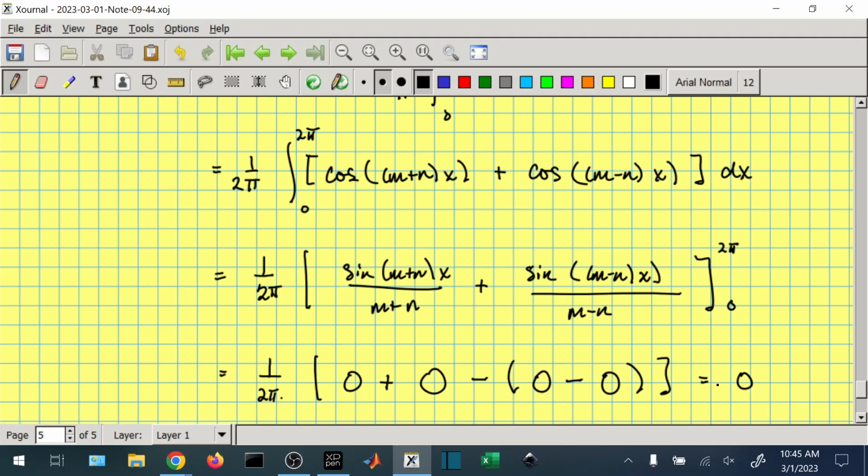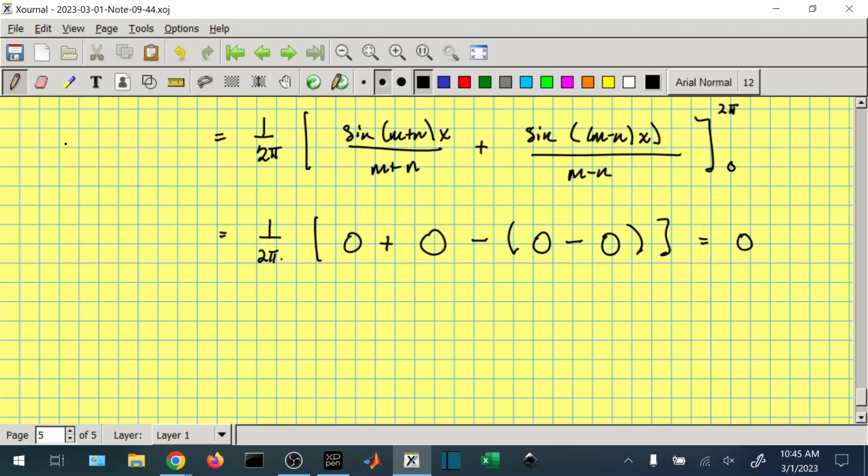Wait, what does it mean for the dot product to be equal to 0? They're perpendicular. Wait a minute, if they're perpendicular, can they be linearly dependent? No, they're perpendicular. Of course, in an abstract vector space, we're going to say cosine mx and cosine nx are orthogonal. So all perpendicular vectors are orthogonal, but not all orthogonal vectors are called perpendicular because they're from an abstract vector space.